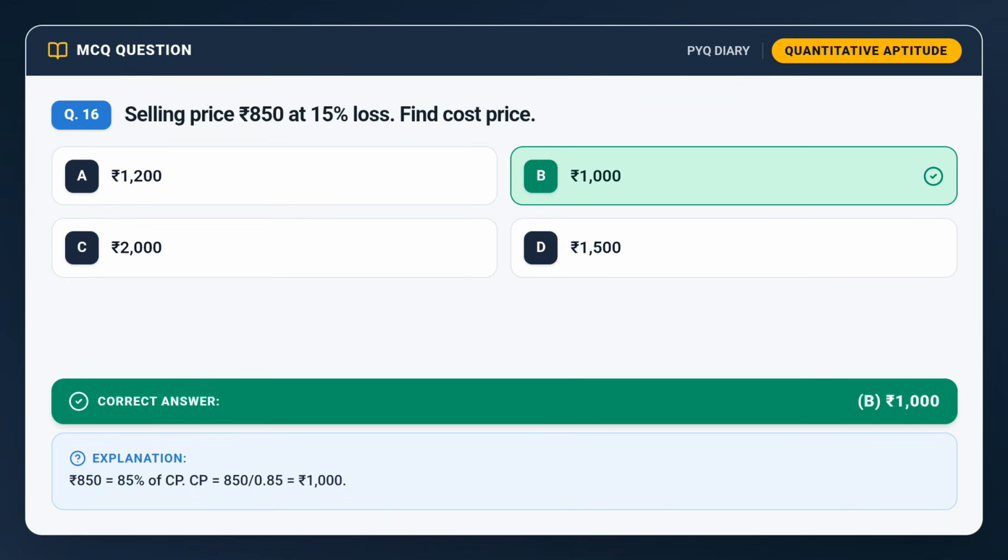Since there is a 15% loss, 850 rupees equals 85% of the cost price. Dividing 850 by 0.85 gives a cost price of 1,000 rupees.